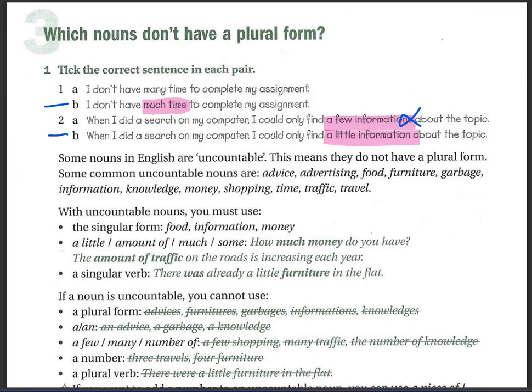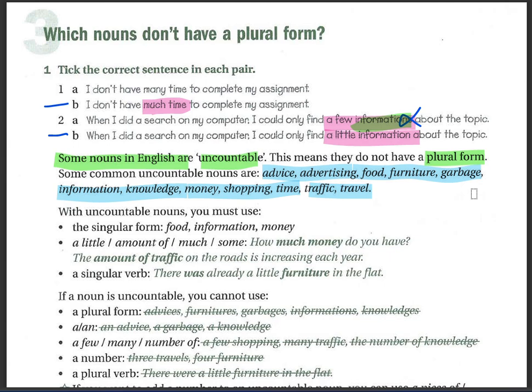So, let's read the rules together. Some nouns in English are uncountable. This means they do not have a plural form. So, uncountable nouns can't get S, like here, information. Some common uncountable nouns are, look at here, advice, advertising, food, furniture, garbage, information, knowledge, money, shopping, time, traffic, and travel.